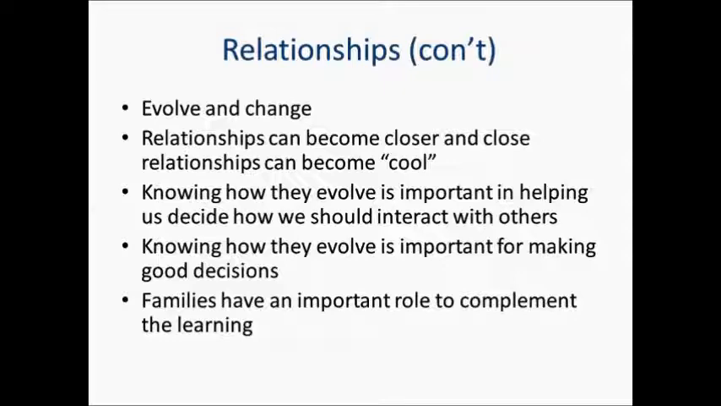Relationships change and evolve. For example, people who are strangers may become acquaintances, and acquaintances may become friends. People with whom we are good friends may become romantic partners. This process of evolving relationships may also work in reverse.